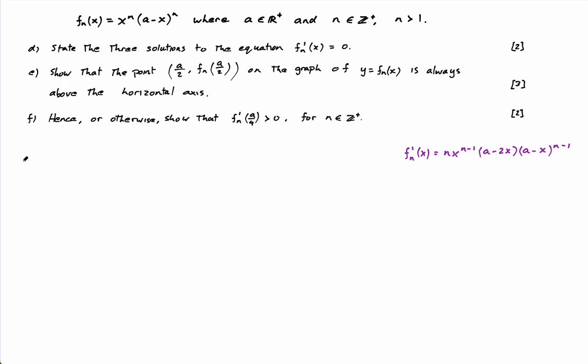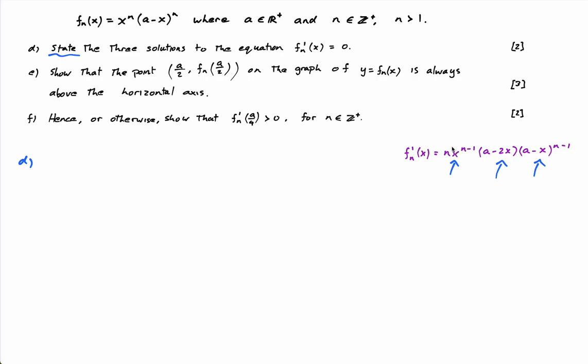Part D, state, so I don't have to do any working. Just write it down. The three solutions to the equation f dash of n of x is equal to 0. Now this was our derivative that we got from the previous part. The solutions to this, because we've got some factors, the solution to this equals 0 is either going to be, how can this be 0? For what values of x is this 0? Well, either this is 0, this is 0, or this is 0.